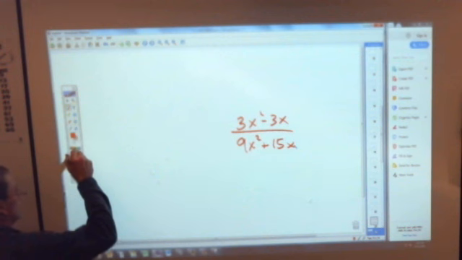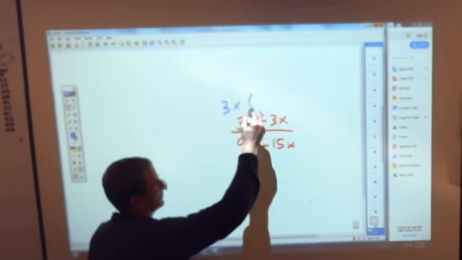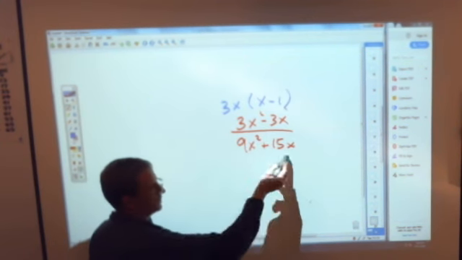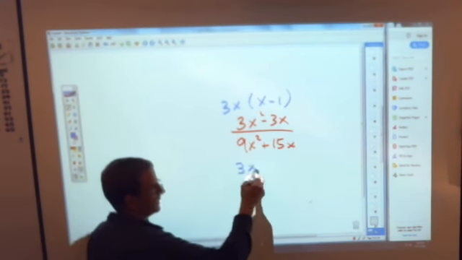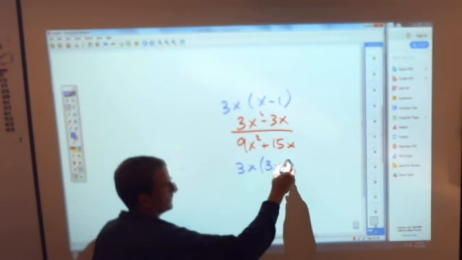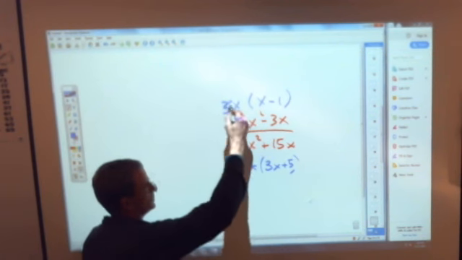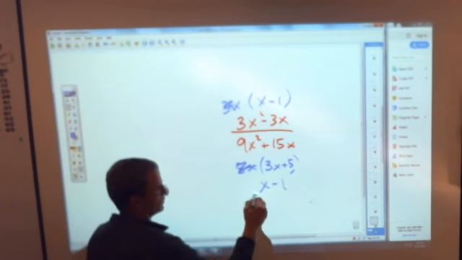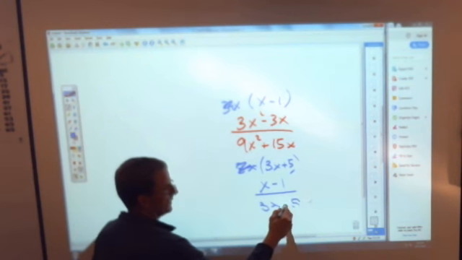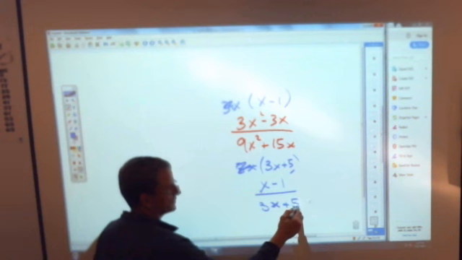What can you take out of the top? A 3x. What is left? x minus 1. What can you take out of the bottom? A 3x. What is left? 3x plus 5. The 3x's are the same, they're all multiplication, you can do that, so you're left with x minus 1 over 3x plus 5. Now, this one is the one that everybody always likes.